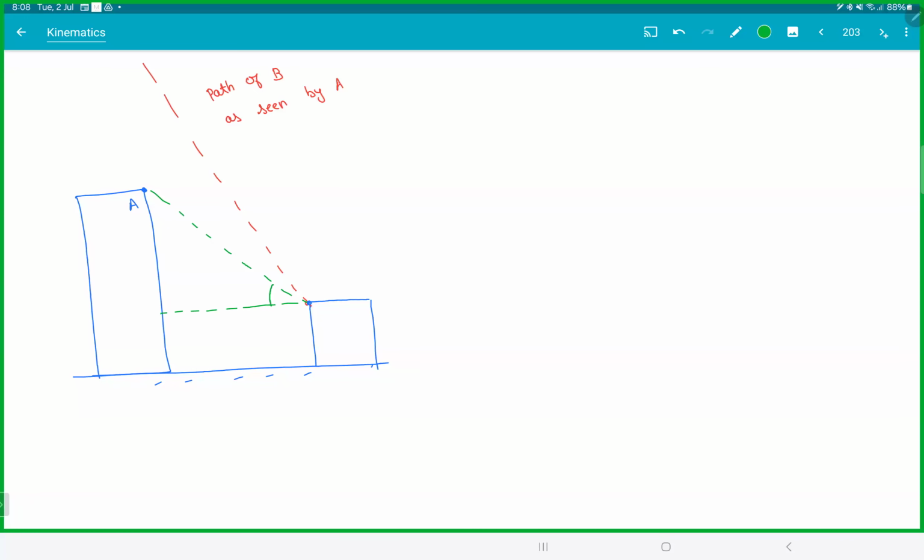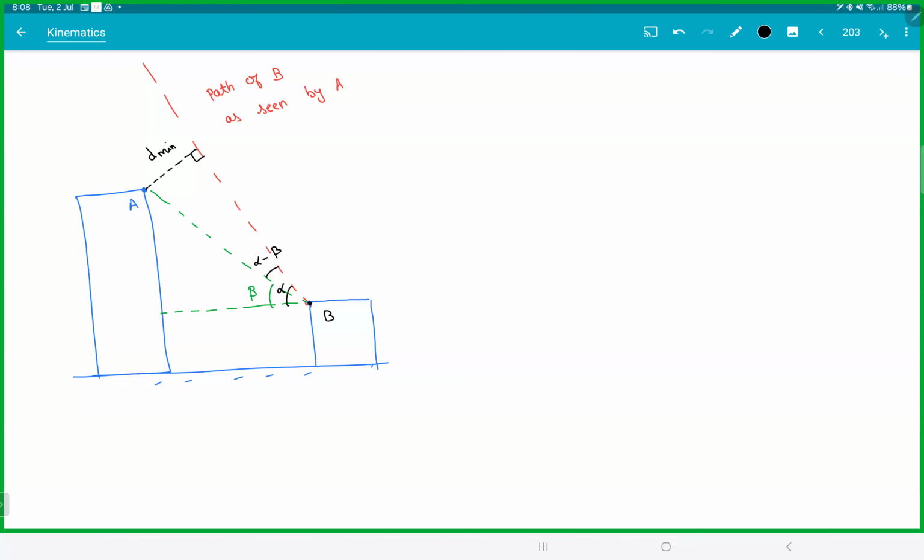This triangle, this angle was beta, meaning this angle should be alpha minus beta. Agreed? Because this total angle was alpha. So the difference in angle is alpha minus beta. So from point A, the minimum distance will be the perpendicular, D minimum.